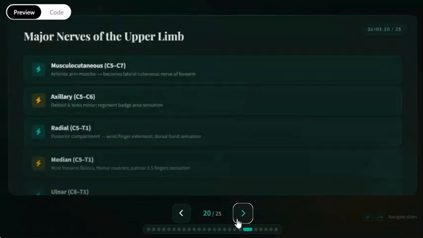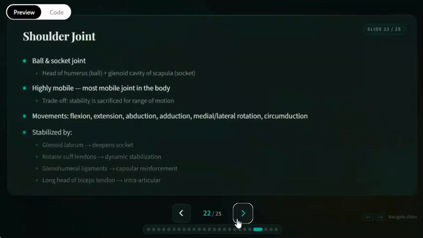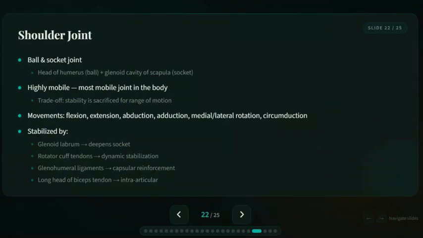13. Joints of the upper limb. The upper limb includes several important joints: shoulder joint, ball and socket, highly mobile; elbow joint, hinge joint for flexion and extension; and others. These joints allow a wide range of motion.